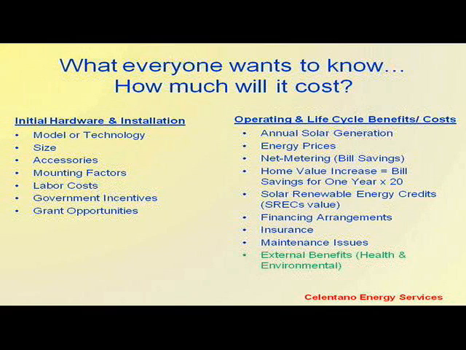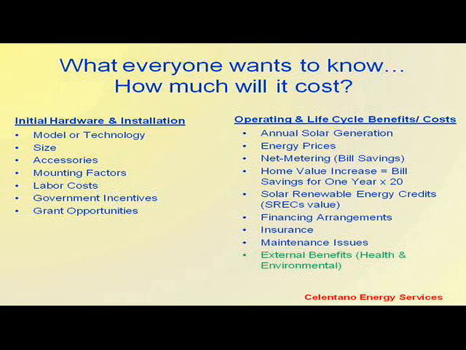So you have to pay for the model, and you pay more for a bigger one. What kind of accessories are you going to have? Are you going to have the microinverters? Are you going to mount it on a rack? That can cost extra. There's the labor costs.